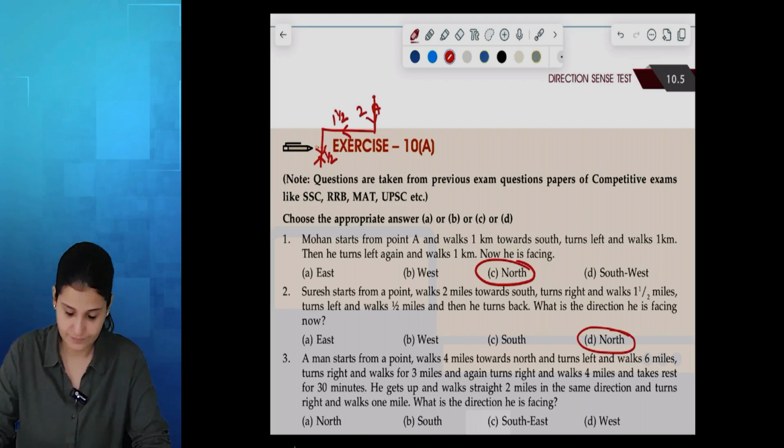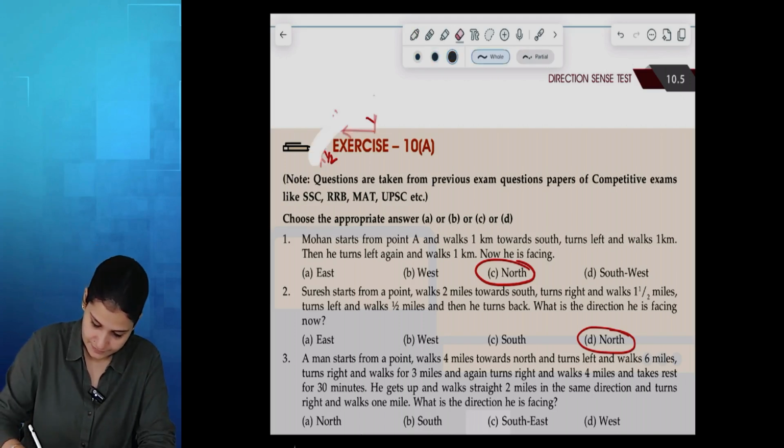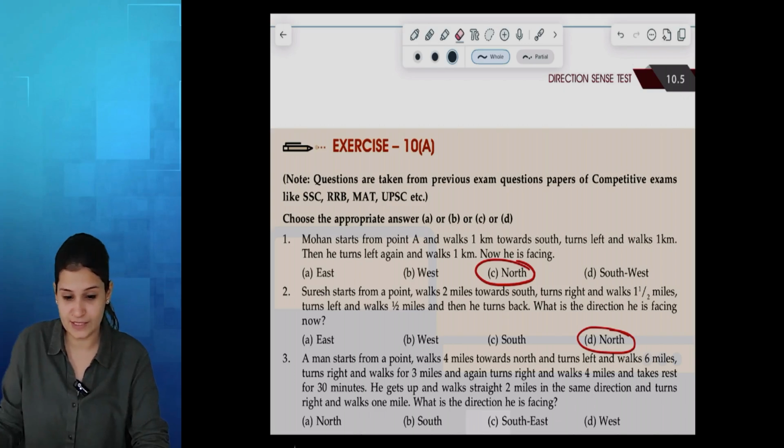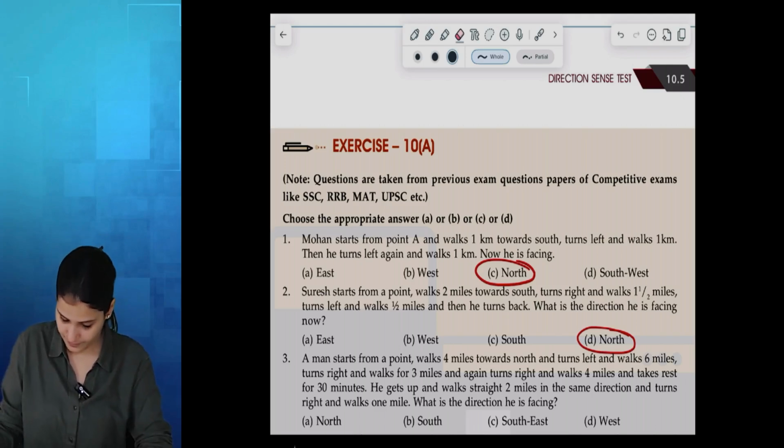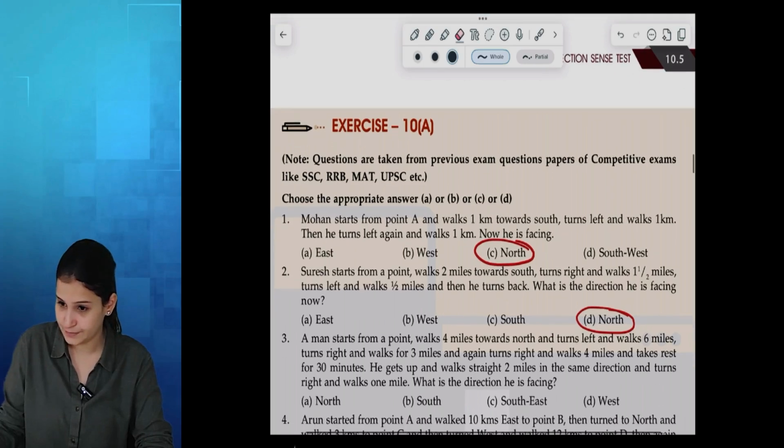Yes, ma'am. Next. I hope you all have done the homework, because I'm assuming that. That's why I'm going at a speed where I only need to check. Yes, ma'am. Question number 3, answer.